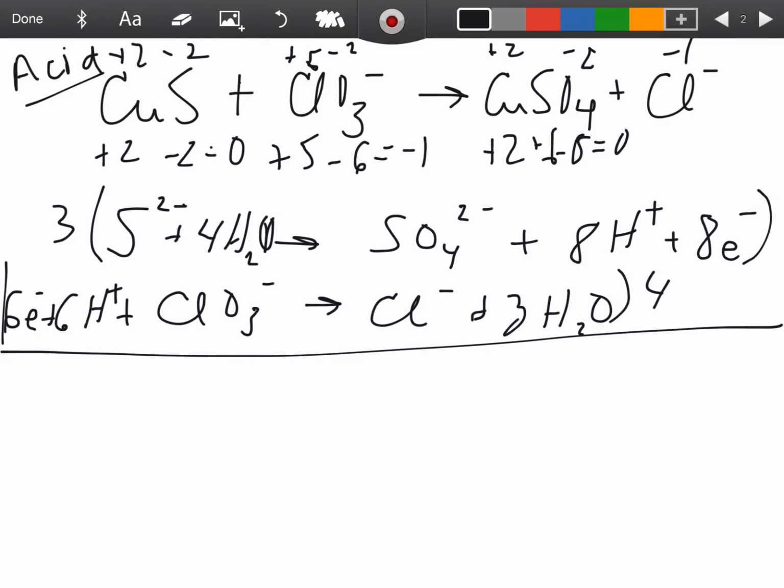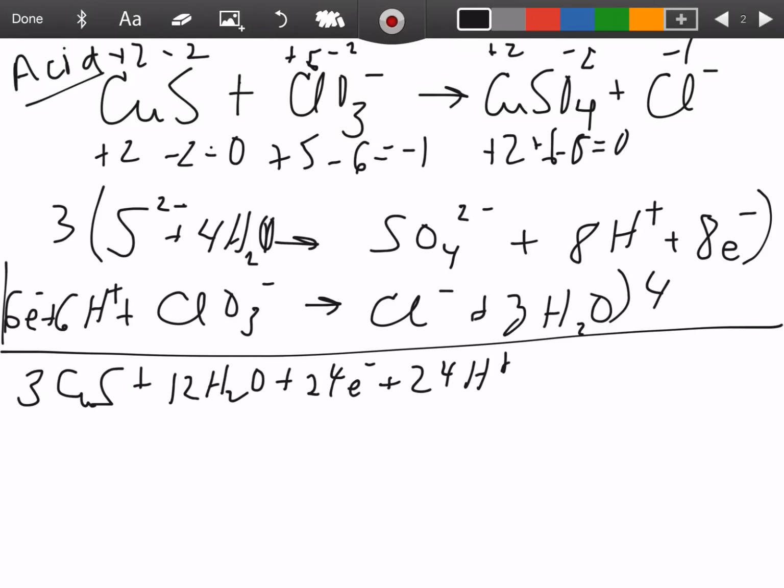So that's going to give us 3 CuS's plus, let's see, 3 times 4 waters is 12 waters. And then we have 4 times 6 electrons is 24 electrons. And 4 times 6 is 24 protons. And 4 times 1 is 4 ClO3 minuses, alright? So that's my reactants.